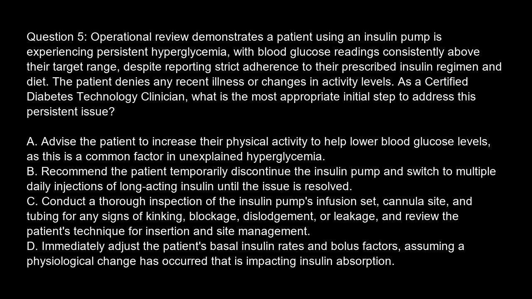Option B. Recommend the patient temporarily discontinue the insulin pump and switch to multiple daily injections of long-acting insulin until the issue is resolved. Option C. Conduct a thorough inspection of the insulin pump's infusion set, cannula site, and tubing for any signs of kinking, blockage, dislodgement, or leakage, and review the patient's technique for insertion and site management. Option D. Immediately adjust the patient's basal insulin rates and bolus factors, assuming a physiological change has occurred that is impacting insulin absorption.